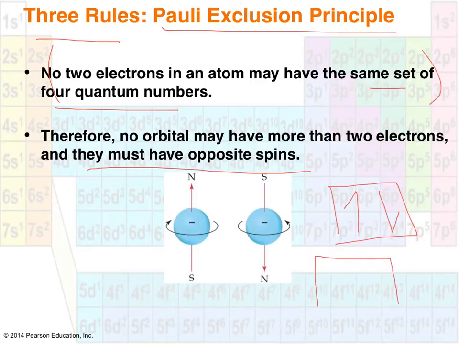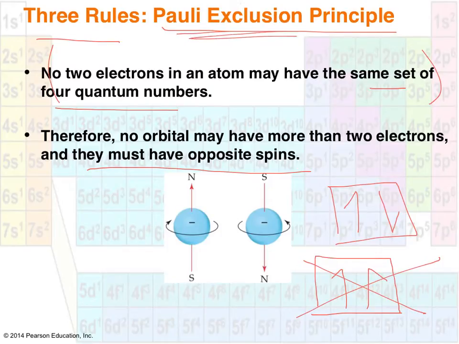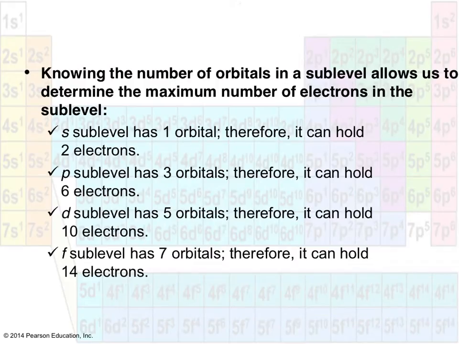So if you were to see an orbital diagram that looked like this, it would be wrong. And if I were to ask you, why is it wrong? What rule does it violate? You would say it violates the Pauli exclusion principle. All right, just a quick diversion before I go over the other 2 rules when doing electron configuration.